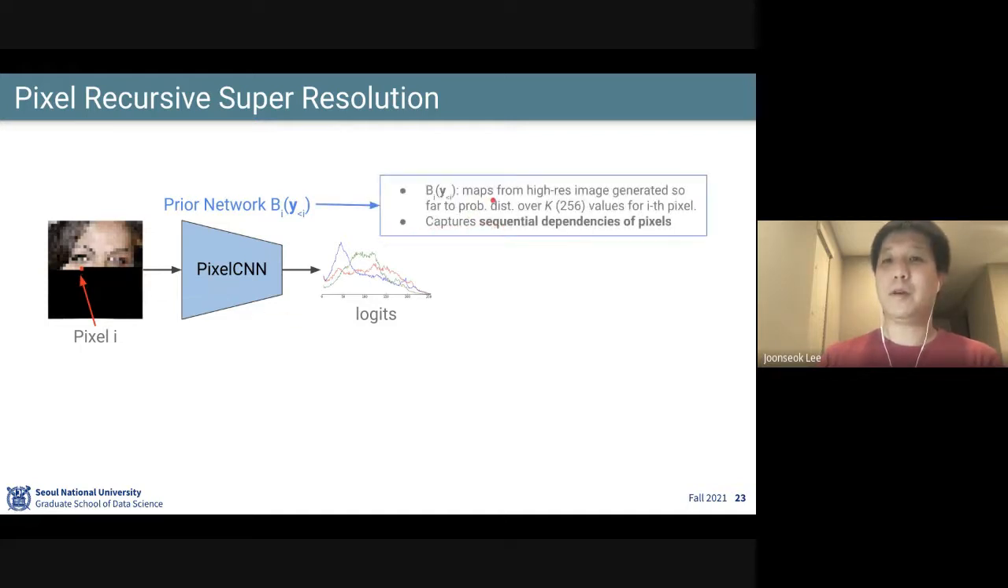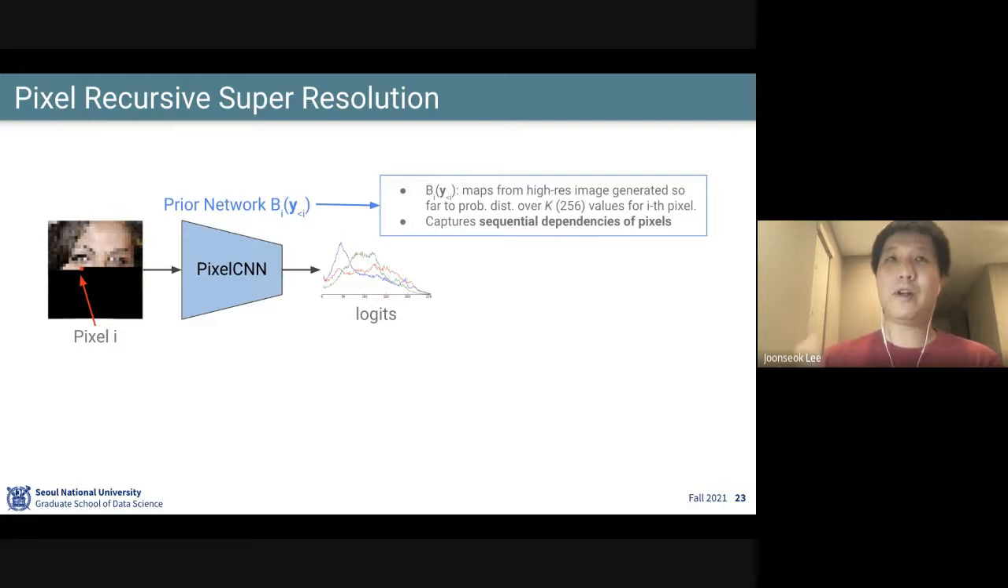So this model maps from the high resolution image generated so far to a probability distribution over all the possible values for RGB for the next pixel, the pixel i. And this one captures the sequential dependency of these pixels, which means they use the previously generated pixels to determine the next pixel, as the general PixelCNN model does. So far, so good, right?